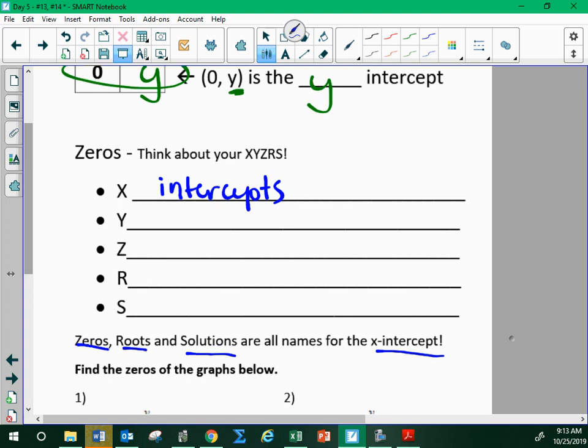Now, what does y equal for all of my x-intercepts? Zero. Yeah, y equals 0 for all of my x-intercepts. So you can think of it that way. When does y equal 0? And we have zeros, roots, and solutions. These all mean the same thing. That's when our y equals 0 we get an x value. So when it says find the zeros, you can just think find my x-intercepts.